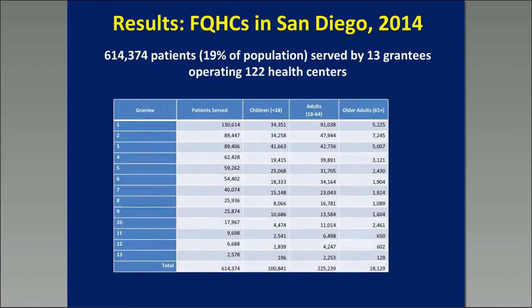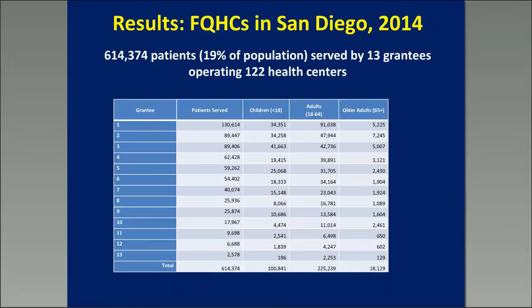This slide shows some of the data we get at the grantee level. In San Diego in 2014, 19% of the estimated population of San Diego was served by 13 federally qualified healthcare center grantees. Those 13 grantees operated 122 clinics, and you can see we were able to collect data on the total volume of patients per grantee.